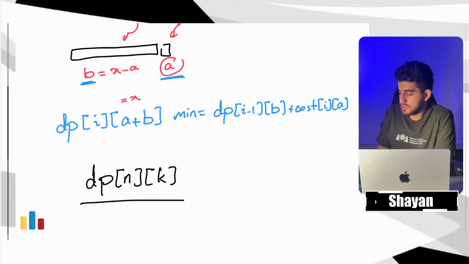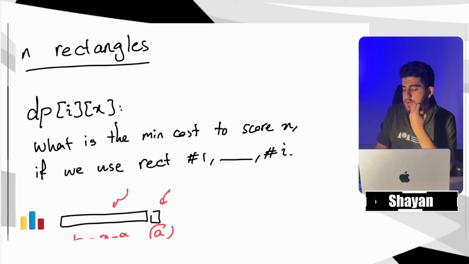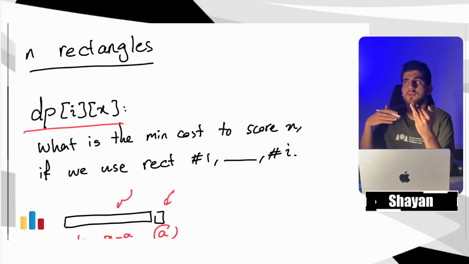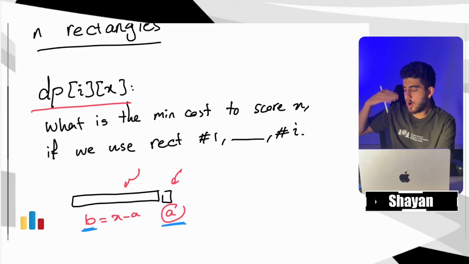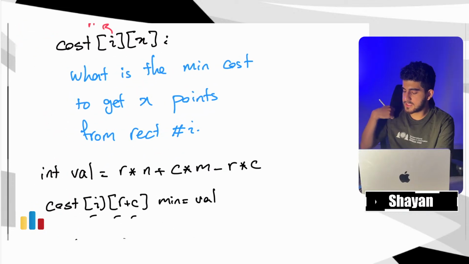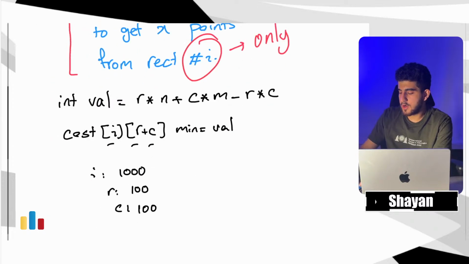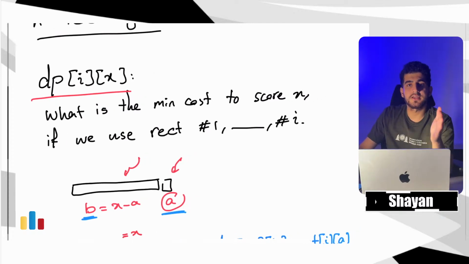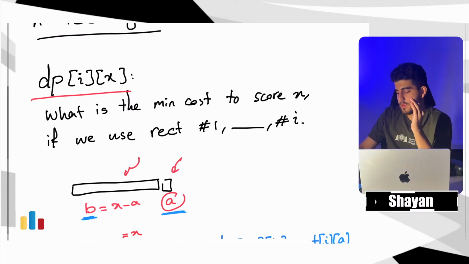Yes, the DP equation is this: dp of i and A plus B. First let me recap the definition of the DP. dp of i and x means the minimum cost to score x if we only use the rectangles from rectangle number 1 to rectangle number i. And then I already know the minimum cost to score x if I only use rectangle number i. But in here, I will use all the rectangles from rectangle number 1 to rectangle number i. So it's not just one rectangle.